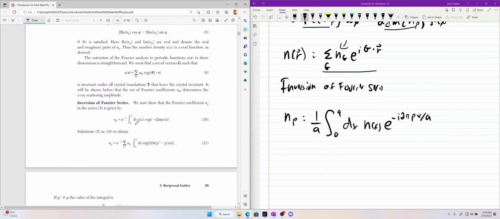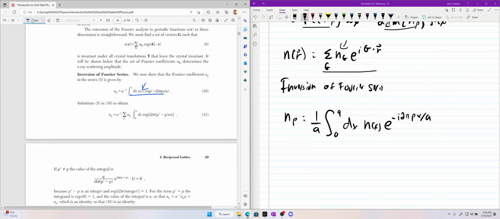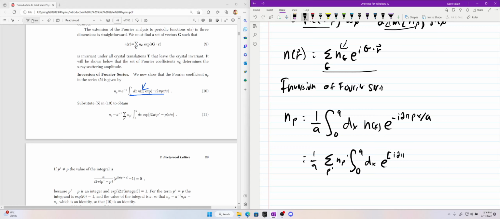Into 10 for N of X. Okay, so then what we get is 1 over A, this sum over P prime of N_P prime, integral 0 to A dx e to the i 2 pi (P prime minus P), okay, because we had a P here, we had a P prime coming in from there, x over A.